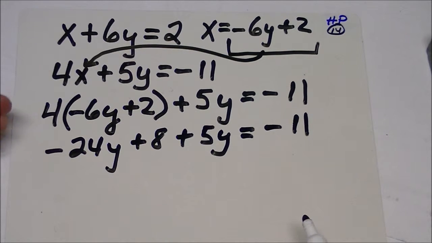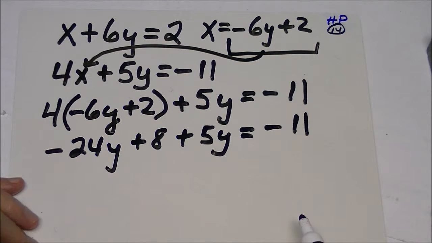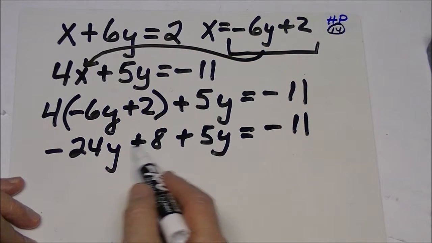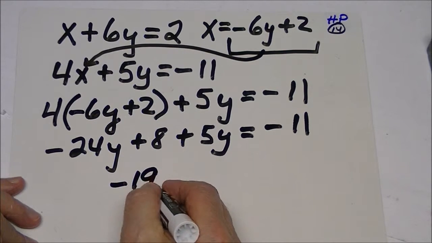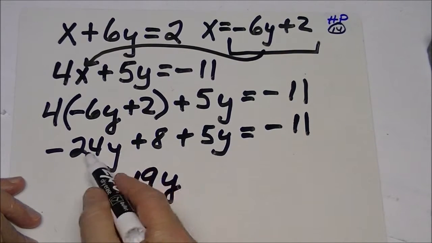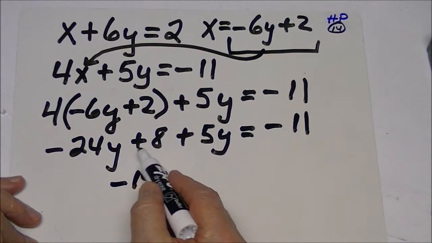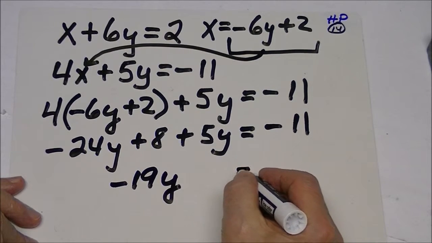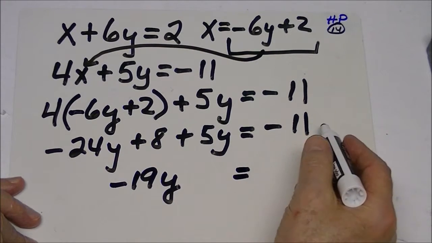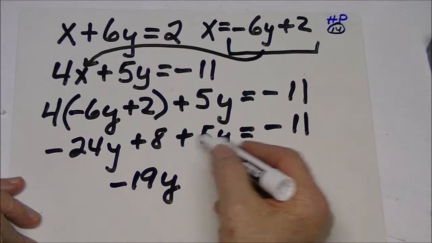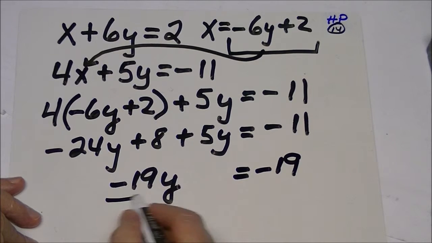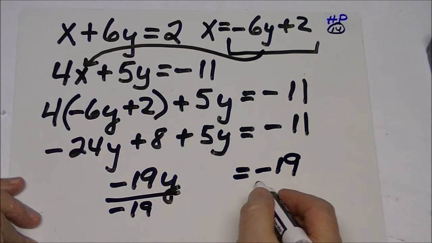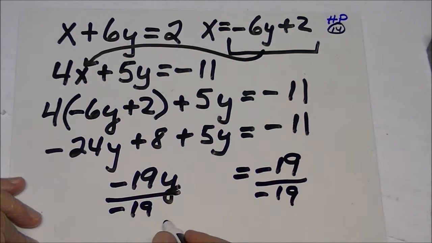Check your signs. Be sure you're not making a little error somewhere. Now we're going to group like terms, and we get a negative 19y. Grouping our like terms, we're going to transpose this to the other side. On this side, it becomes a negative 8, or subtract 8 from both sides. And now we're going to divide both sides by a negative 19. We get y equals 1.